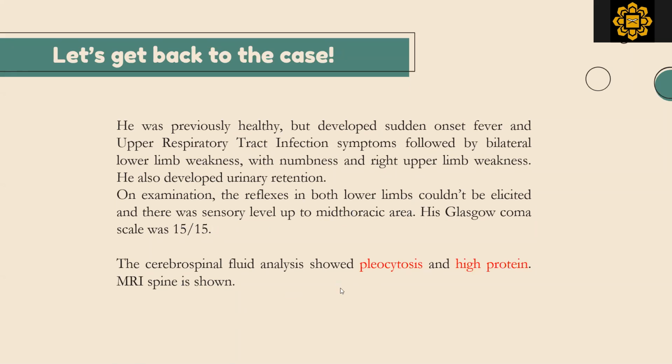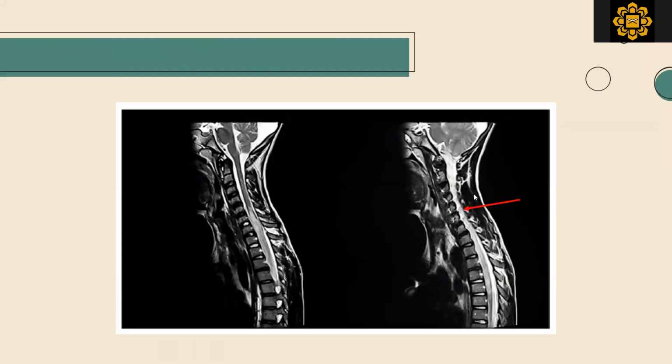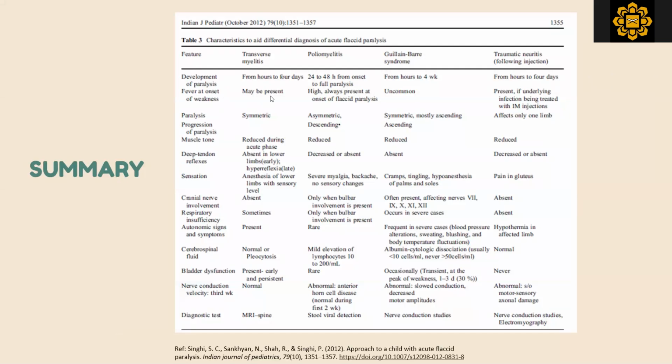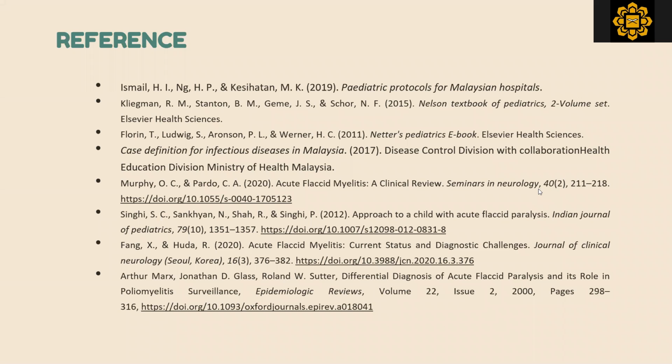So anyone would like to guess? And the MRI shows here, there is hyperintensity. Transverse myelitis. Okay, that's all from me. So this is the side by side, just comparing the features of transverse myelitis, poliomyelitis, and Guillain-Barré. So you can read after this. This is my reference. With that, I open the floor for any question.